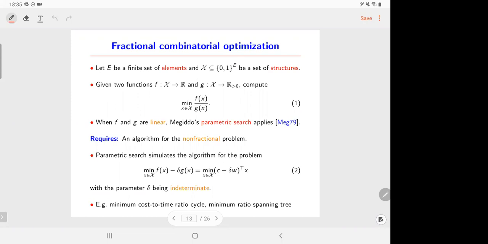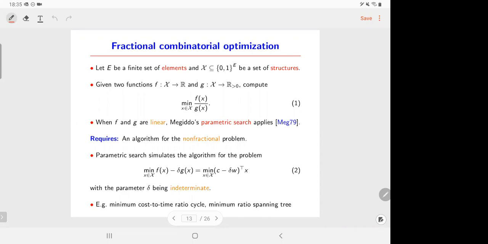Now I'm going to take a segue here and tell you about a new topic. But after this, you'll see how these two, the concept of label correcting and fractional combinatorial optimization, will combine together.